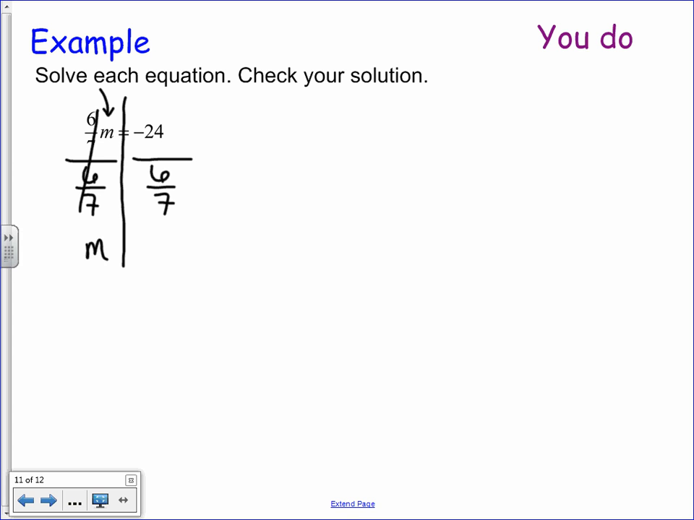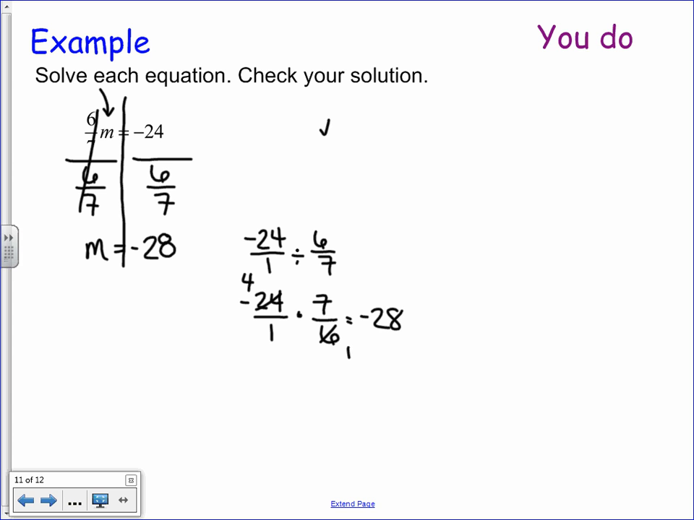And m equals -24 divided by 6/7. I don't know about you, but I can't really do that in my head. So I'm going to come over and do some scratch work. And remember, we did all that work on fractions, so hopefully we're experts at them. So we keep, change, flip. We can cross simplify here. And then we multiply straight across and we get -28 over 1, or just simply -28.